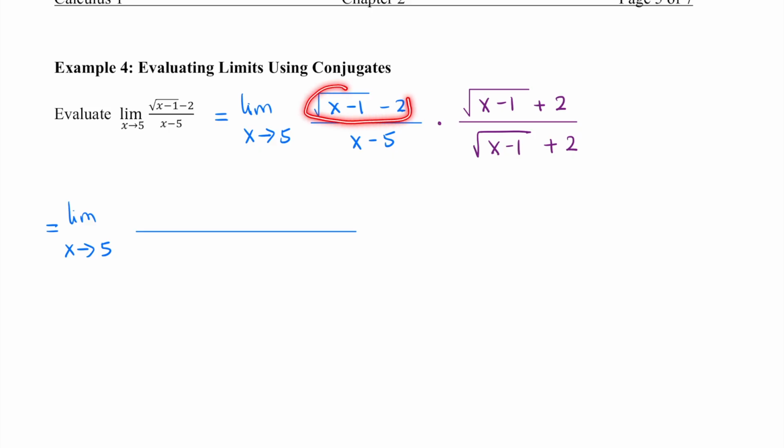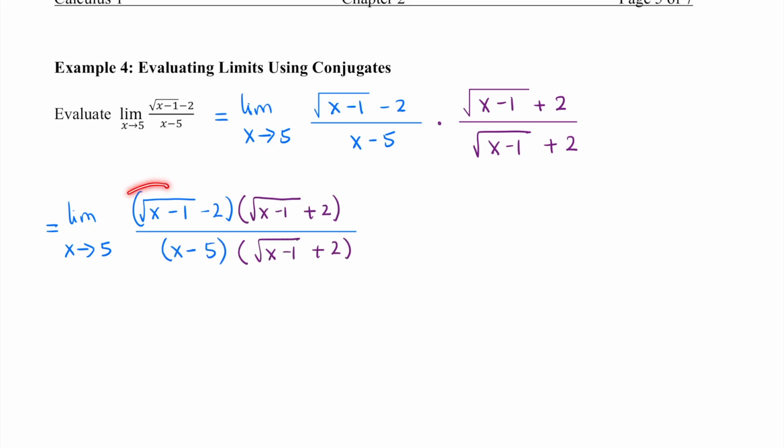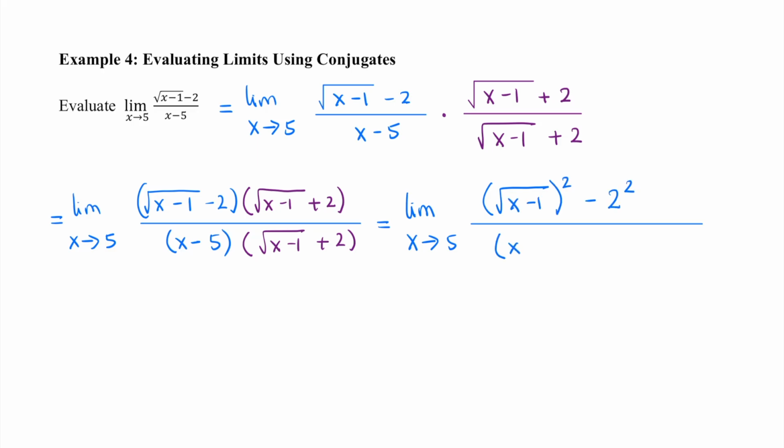I'll take the numerator multiplied by the numerator, all over the denominator multiplied by the denominator. In the numerator, we have the difference of squares formula: a minus b times a plus b equals a squared minus b squared. So I'll have square root of x minus 1 squared minus 2 squared. I'll leave the denominator the same while I simplify the numerator.